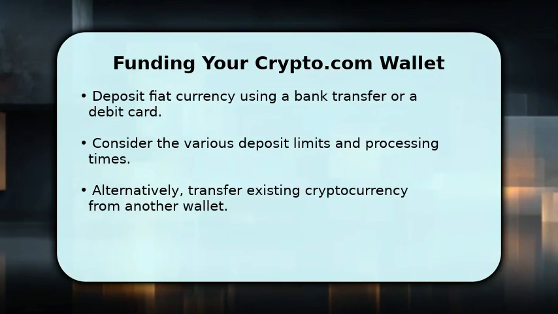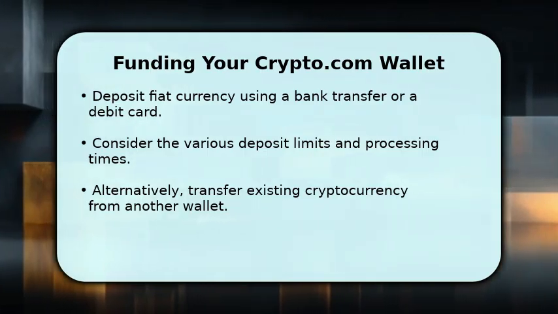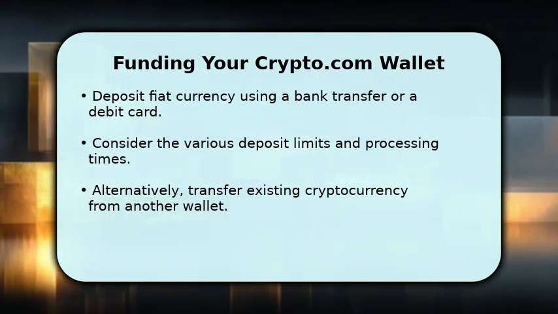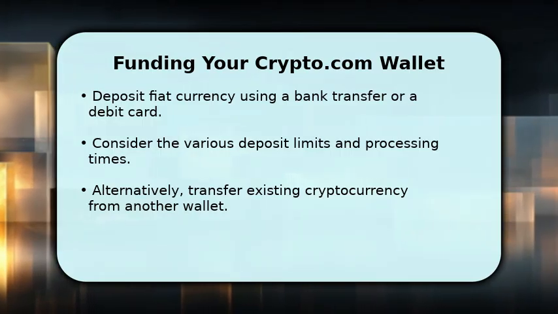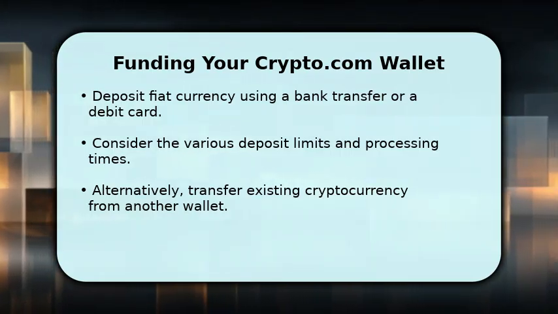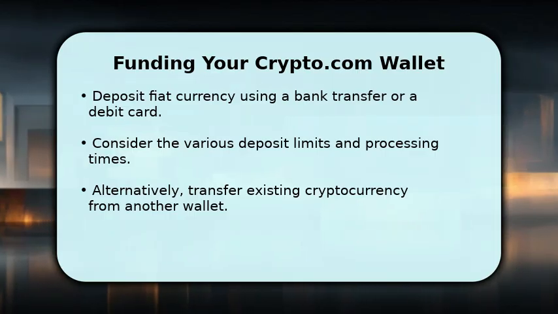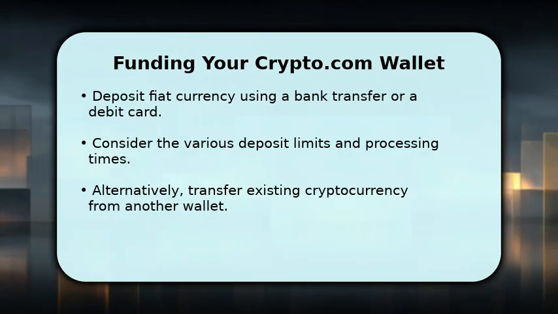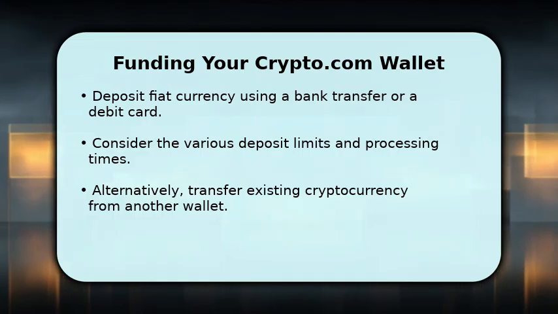Once your account is set up, the next step is to fund your crypto.com wallet. You can deposit fiat currency, like US dollars, using a bank transfer or by linking a debit card. Be sure to check the specific deposit limits and processing times for your chosen method. Alternatively, if you already own crypto, you can transfer existing digital assets from another external wallet directly into your crypto.com account. This offers flexibility for your initial investment.